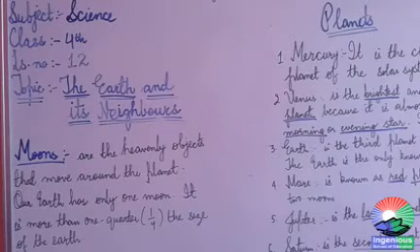So the moons are the heavenly objects that move around the planet. What are moons? The heavenly objects that move around the planets. And how many moons does our Earth have? One moon. Our Earth has only one moon. Very good.